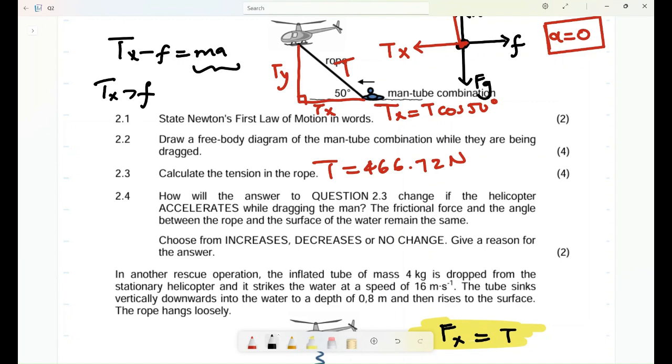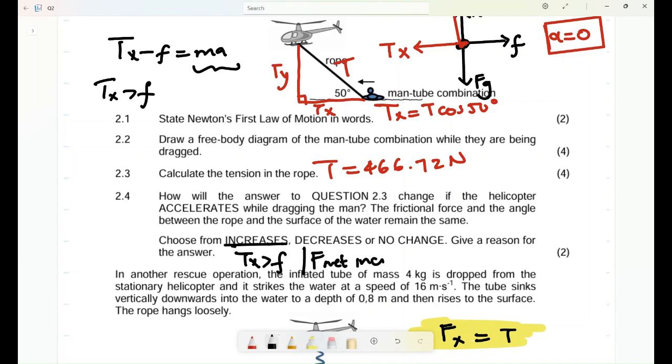Take note, Tx, not T. Tx is equal to friction in the constant velocity case, but if there is an acceleration, it will be greater than friction. So when you answer this, you're going to say increase. Why is that the case? You're going to say Tx is greater than friction, or you can say F net increases.